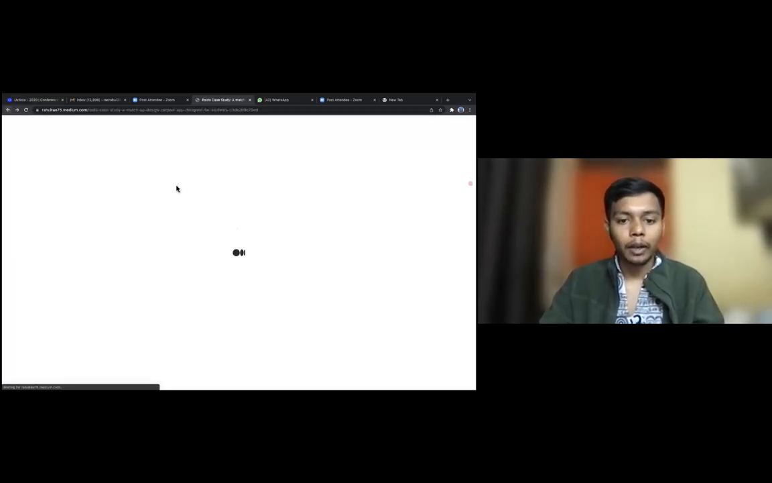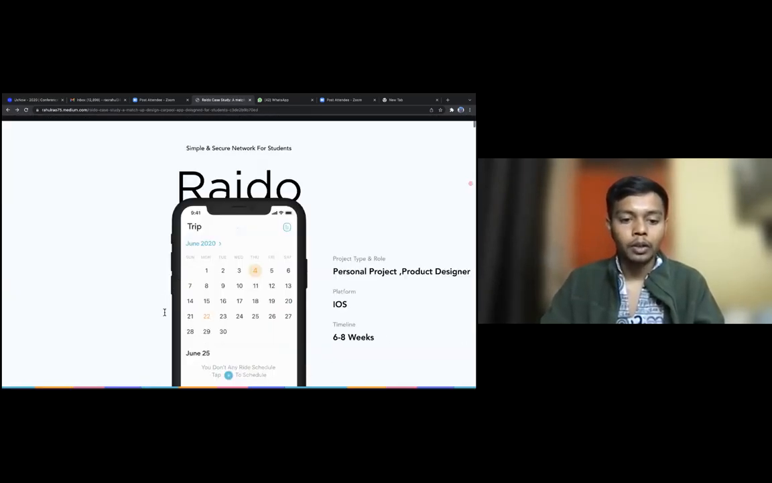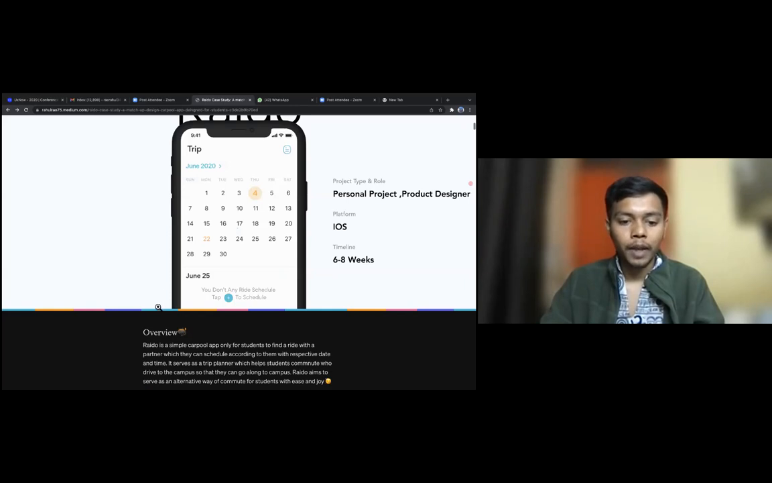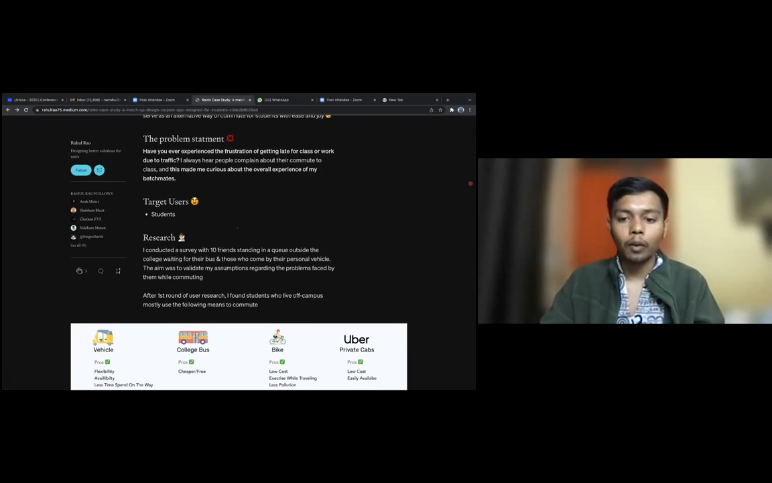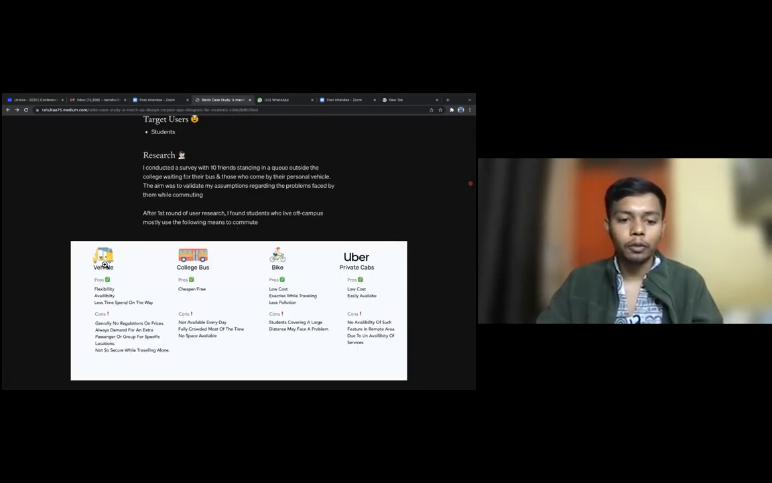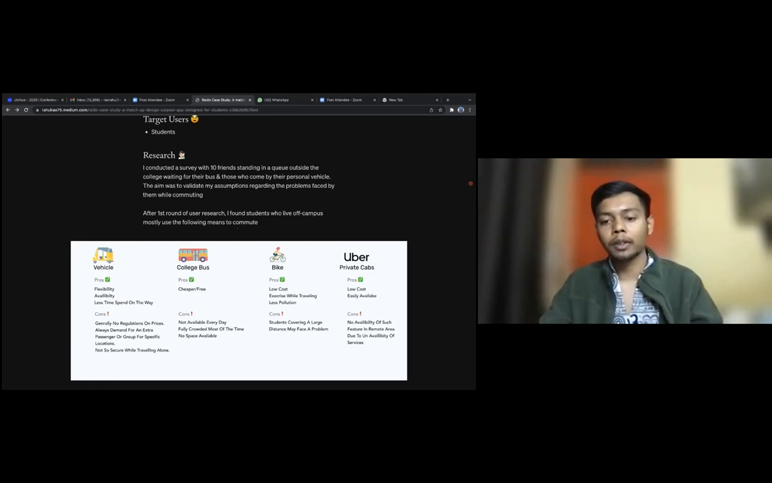So, coming back to our context, let me give you a frame hierarchy. I have talked about the research part, and described my research, who my competitors are, and what the scenario is. I designed a carpool app, so I clearly mentioned the use cases for users while they are commuting to college. First, they choose an auto. Second, the college bus. Third, their personal bike. And fourth, private cabs.